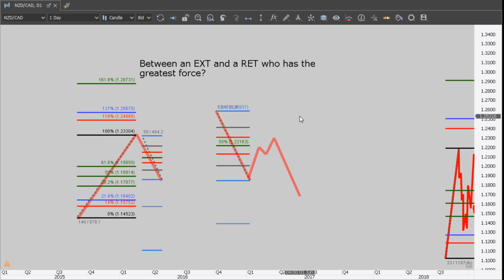So what should you trade? Should you trade an extension on the daily, or should you trade a retracement? I mean, should you trade an extension on the 2-hour chart, or should you trade a retracement? You know, extension. All of you are right. Do you know why? So why the extension has the greatest force?